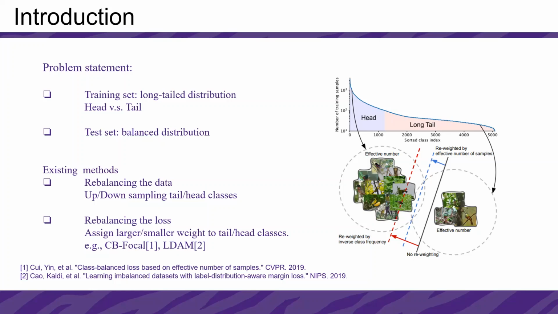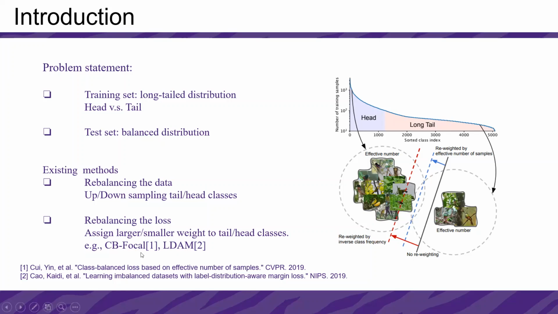Yeah, I will talk about this balanced distribution later. I think because of the algorithm in this paper, the test set must be the balanced distribution. Okay. So we will talk about it later. So for long-tailed recognition, the existing methods are rebalanced data and rebalancing loss. We have talked about the rebalanced data before, and rebalancing the loss assigns large weight to tail classes and small weight to head classes, like class-balanced loss and LDAM.